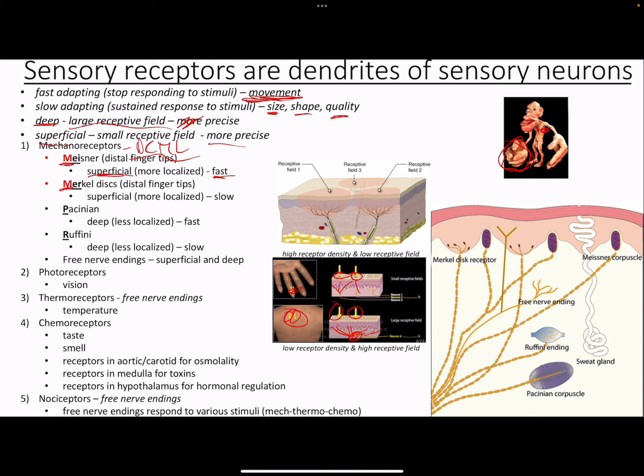These are going to be the fingertips. Now, we also have fingertip receptors that are going to be slow because, again, we might want to detect movement. We also might want to appreciate the shape of something that we're holding. And so this is going to be superficial and slow.